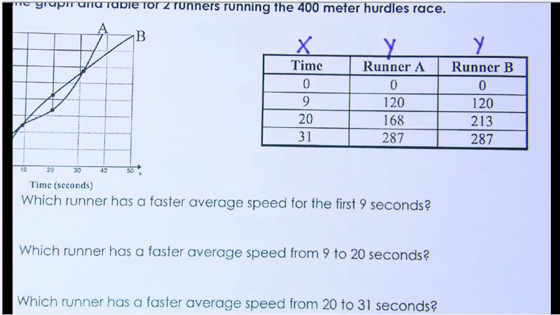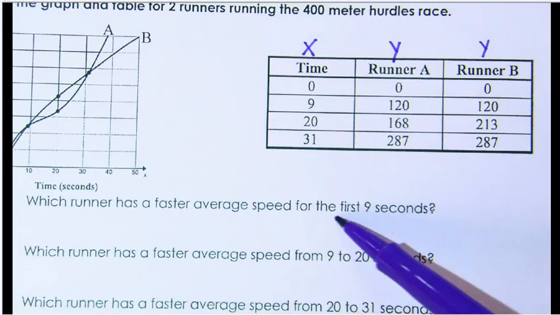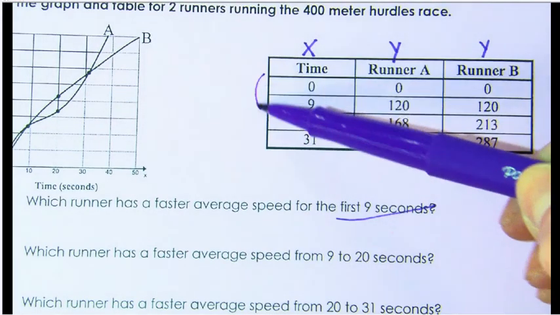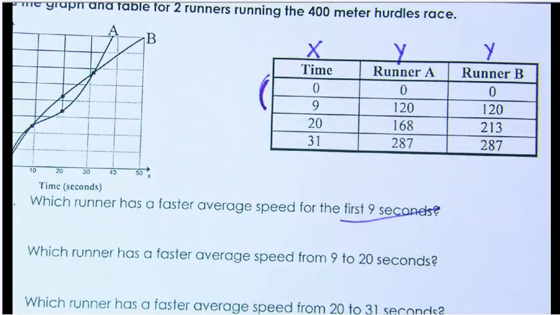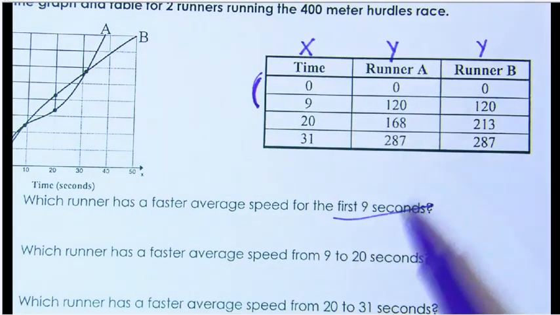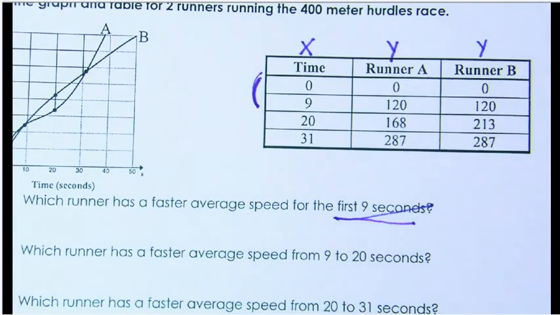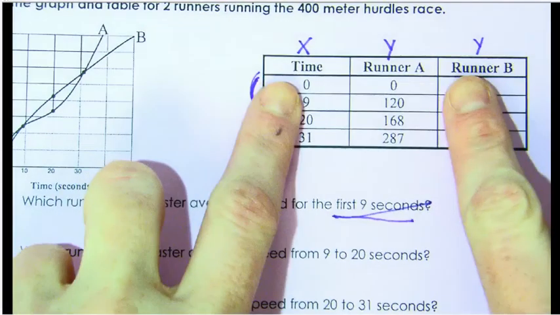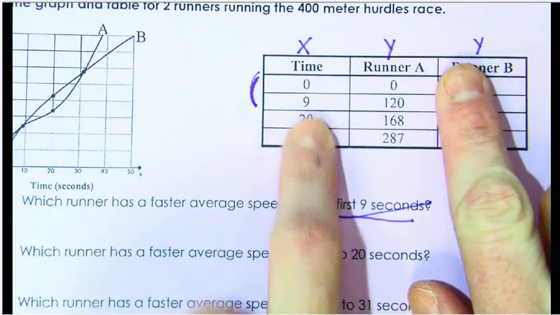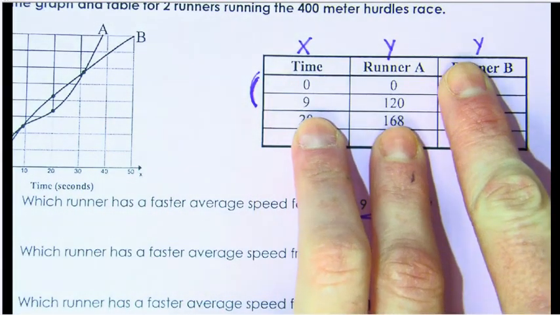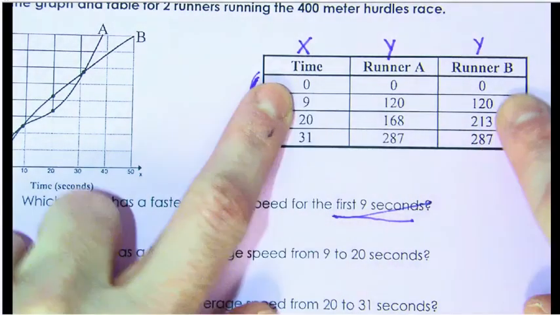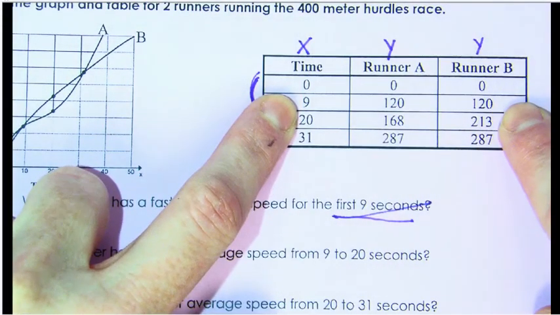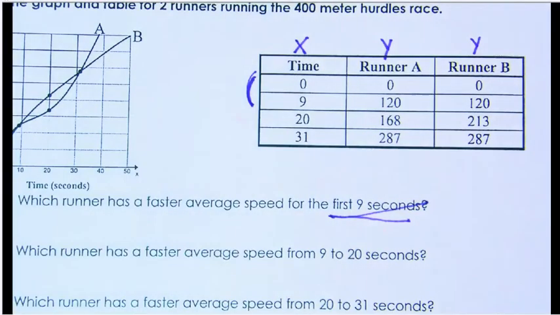Number 1 says, which runner has a faster average speed for the first 9 seconds? So the first 9 seconds would be this period in time right here, right? Which runner had the faster average speed? So you're going to have to find the average speed for runner A and then for runner B. For runner A, you have ordered pairs. These are your ordered pairs, 0, 0, and 9, 120. For runner B, your ordered pairs are 0, 0, 9, 120. Kind of see how the table's laid out?